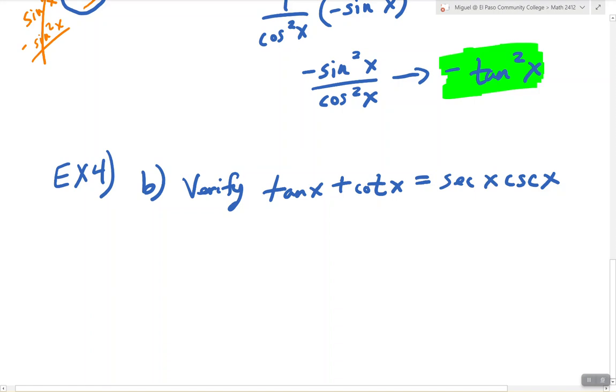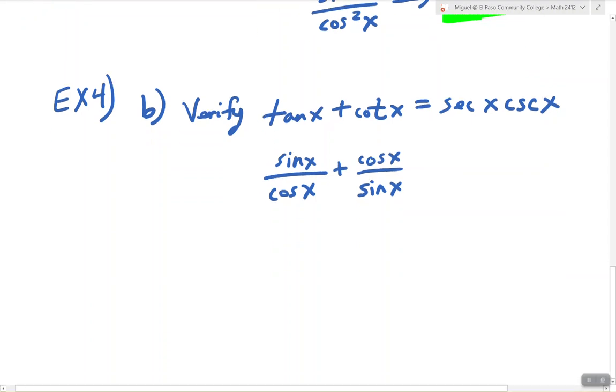So let's try that trick, right? Let's try to convert everything we can to sine and cosine. So tangent we know is sine over cosine. And cotangent we know is the reciprocal of that, right? Cosine over sine. So we're adding these 2 fractions. Let's get a common denominator.